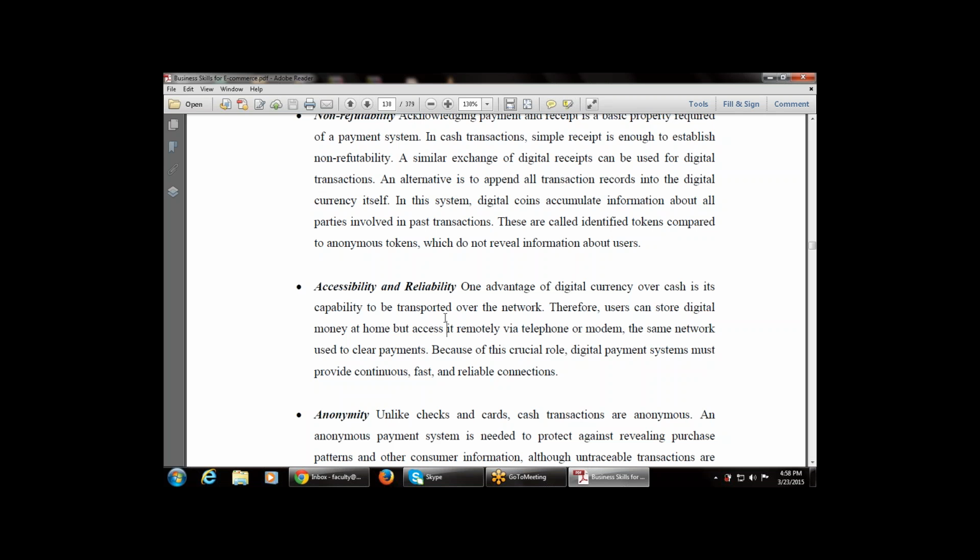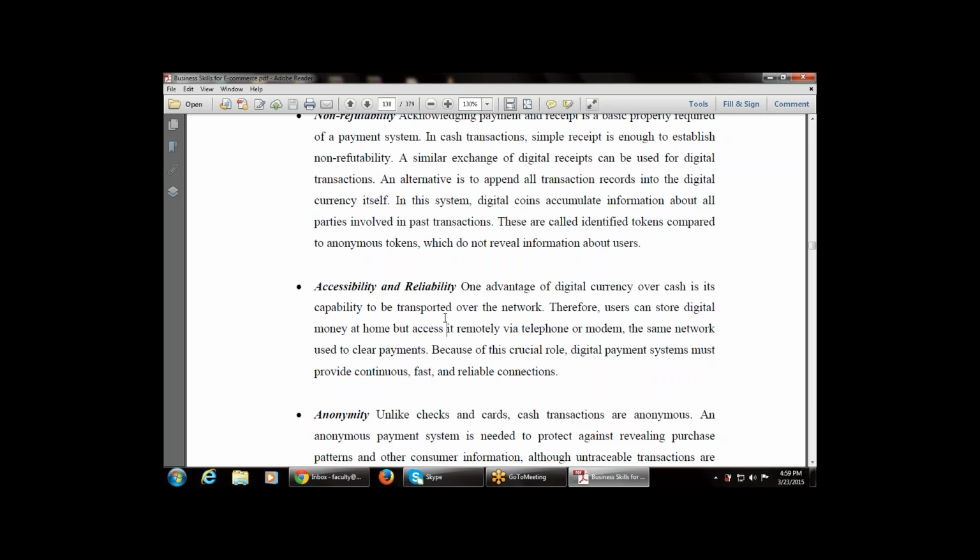Therefore, users can store digital money at home but access it remotely via telephone or modem. They can store the money, but whenever they need to access it, that is done by using the modem or telephone, the same network used to clear the payment. If I use the modem to make the payments, I have to use the same modem, same company modem, to clear the payments. Because of this critical role, a digital payment system must provide continuous, fast and reliable connections. Why reliable? Because the same modem is used for outgoing, that is for making the payment, and for clearing the payment. So this must be a reliable connection.